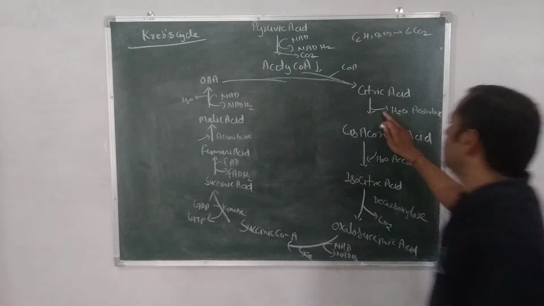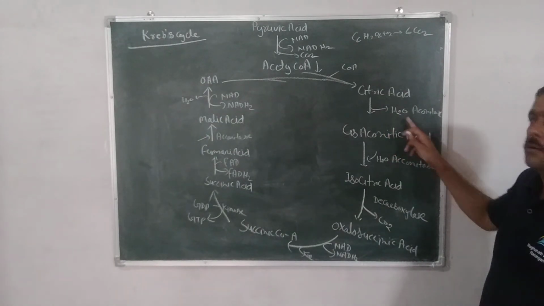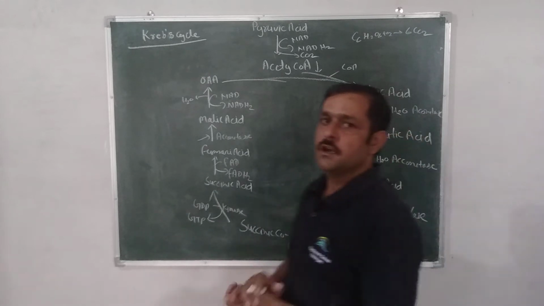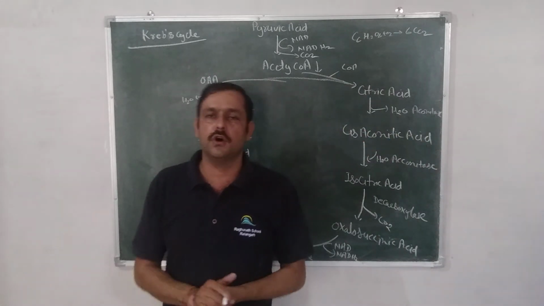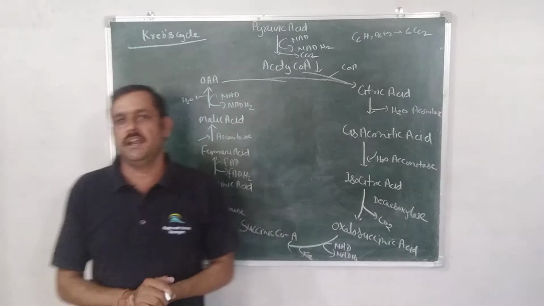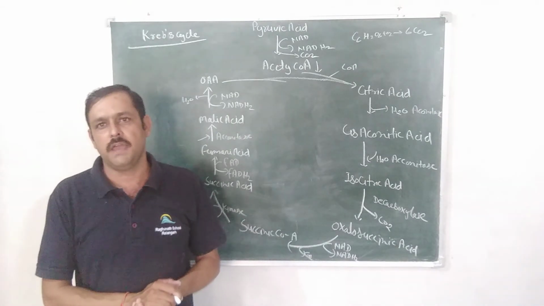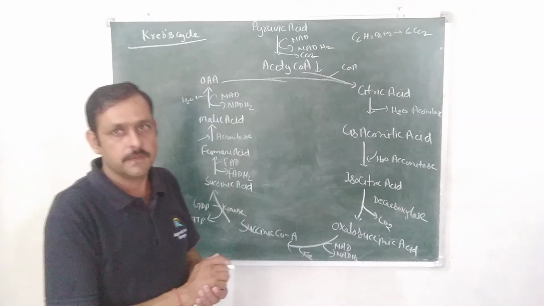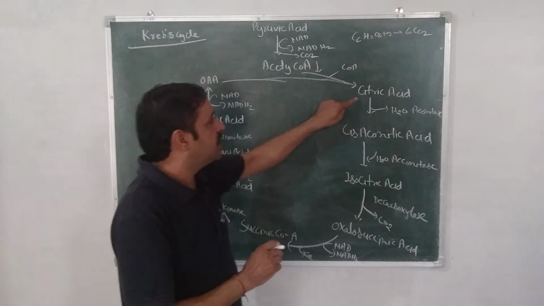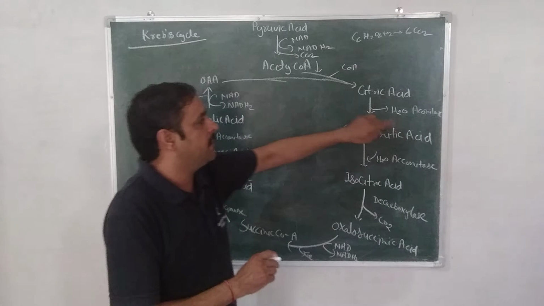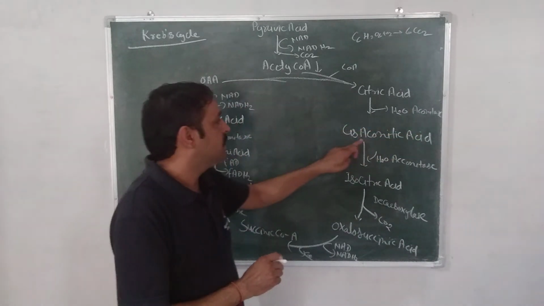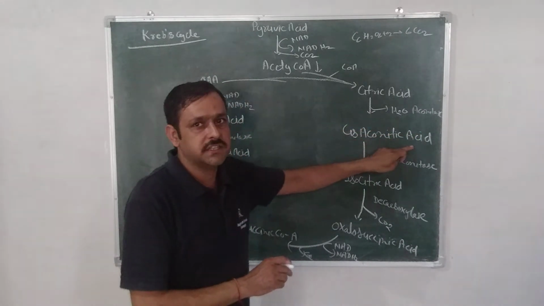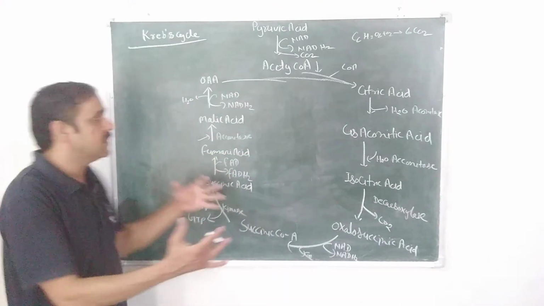After citric acid releases one H2O molecule, remember students, whenever H2O is released or added, then the enzyme aconitase is in the process. Citric acid converts in the presence of aconitase enzyme into cis-aconitic acid, and you have to write all the reactions.